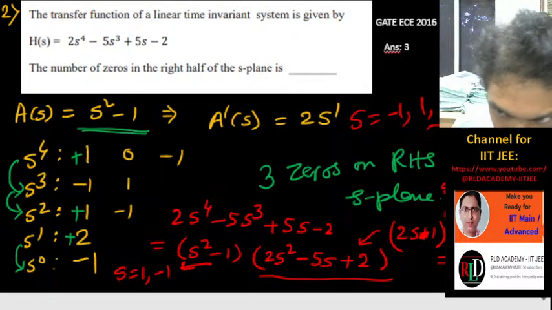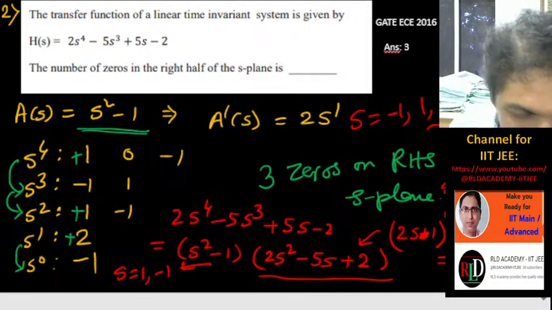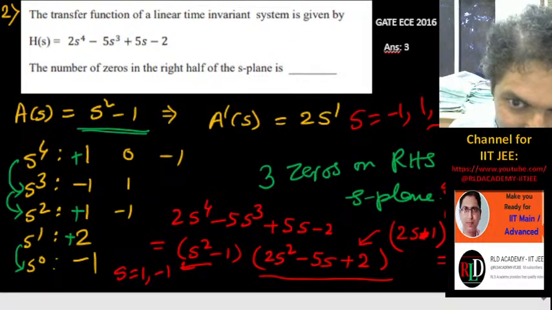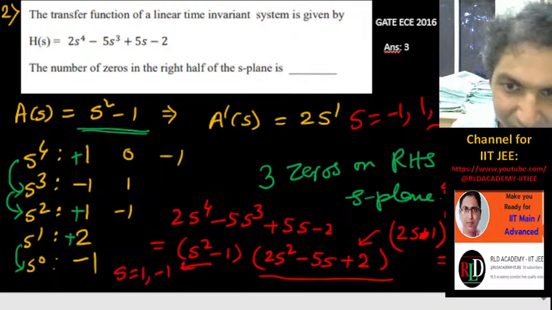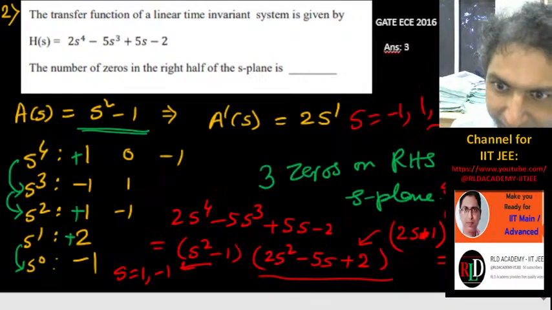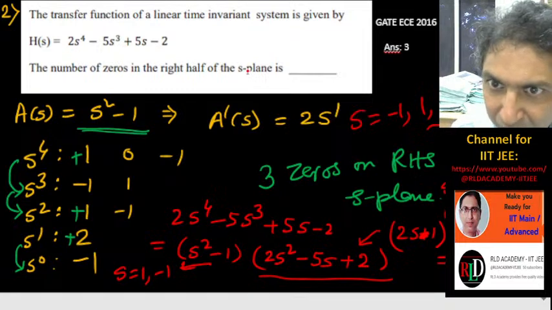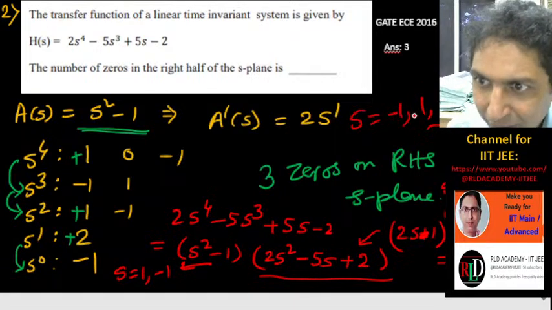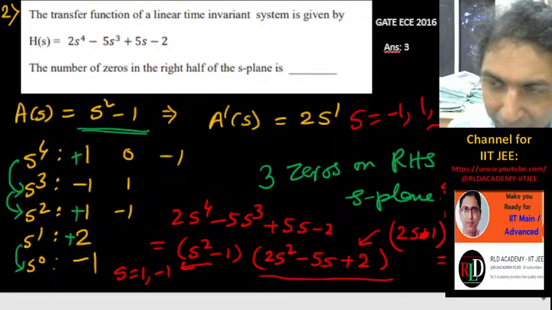How could it be 2? Okay. Because the answer is 3, because there are 3 sign changes in the first column of the Routh-Hurwitz table. Again, after solving this equation, we will have these 4 solutions. One is minus 1, plus 2 and plus half.